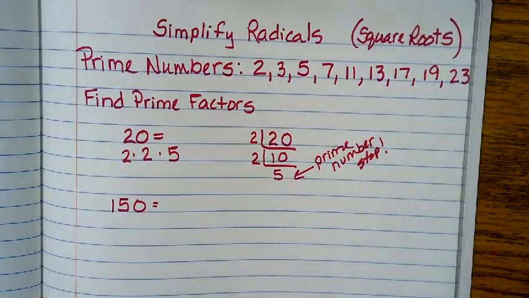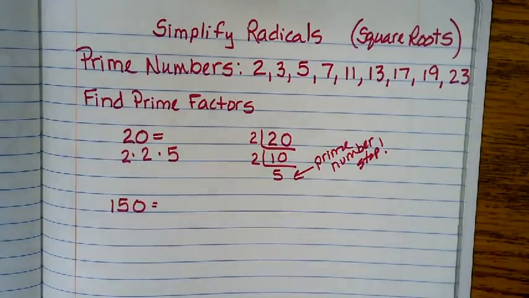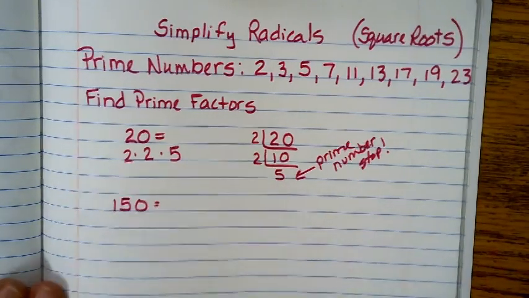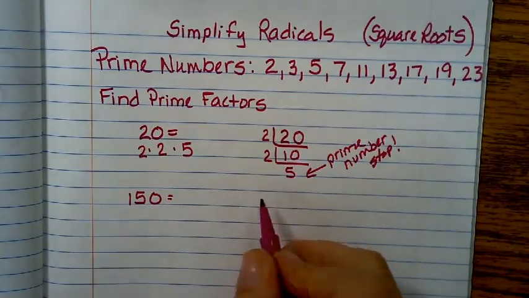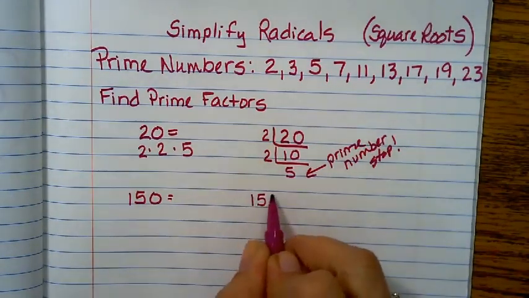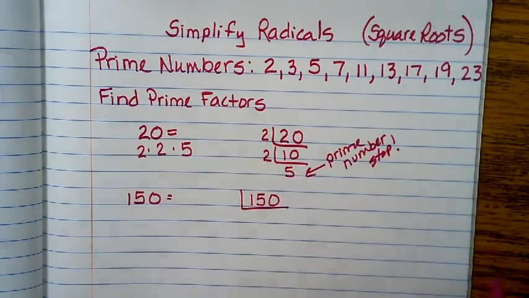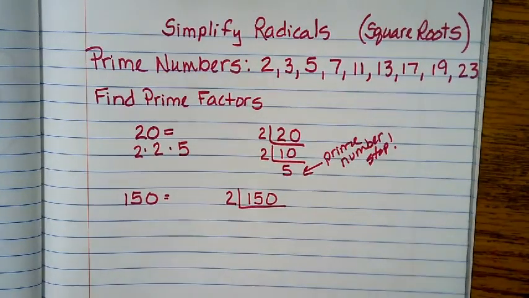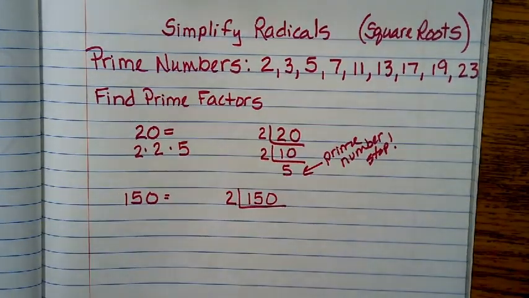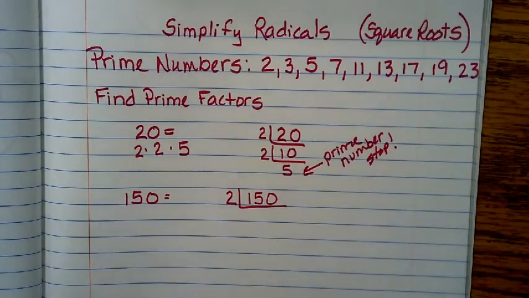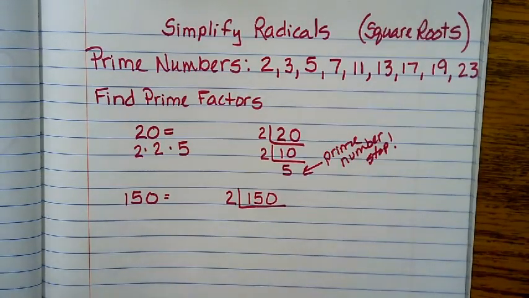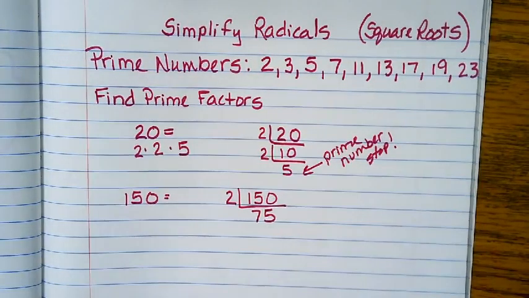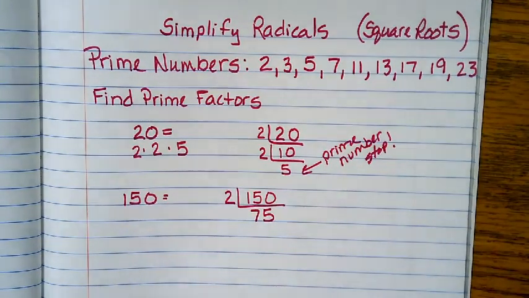So let's look at the number 150. Divide by 2, if we can. Can we divide by 2? 150 divided by 2, and we get 75. Now we're going to say, can we divide 2 into 75?